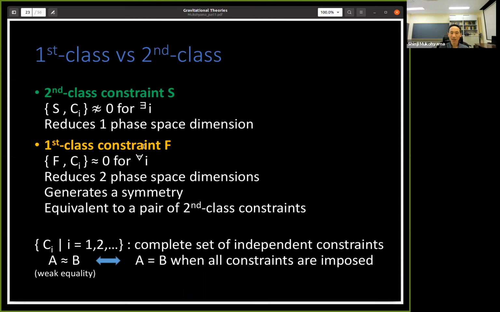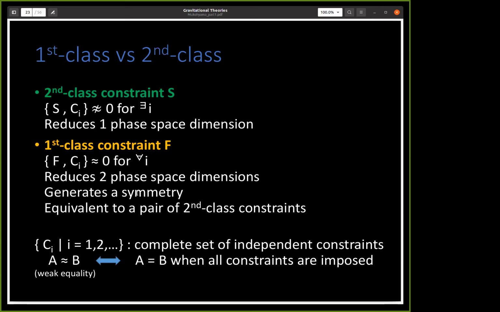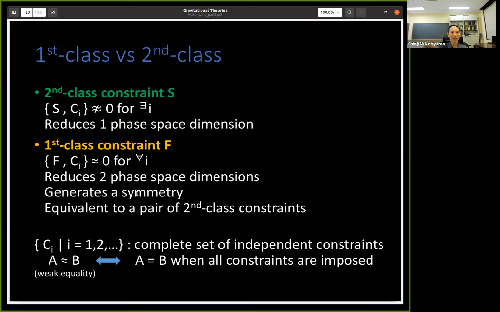If we have a first class symmetry, then we can gauge fix, so we can introduce a gauge fixing condition. And the gauge fixed theory is equivalent to the theory before gauge fixing, as far as the gauge fixing is consistent. We still have the original constraint, and on top of that, we have a gauge fixing condition. So we have two constraints when we gauge fix. And after gauge fixing, we have a pair of constraints, and that is actually second class. Because the gauge is fixed, we don't have a symmetry.